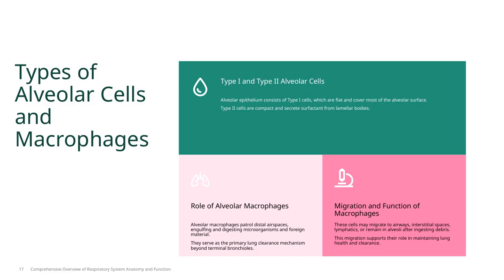So, in summary, the specialized cells in the alveoli work together: type I cells for gas exchange, type II cells for surfactant production, and macrophages for immune defense, to keep our lungs healthy and functioning optimally.